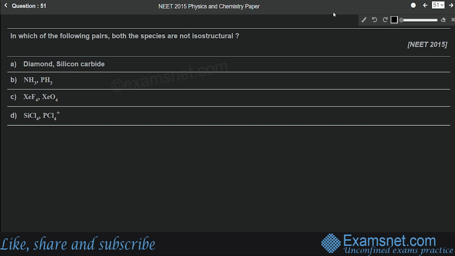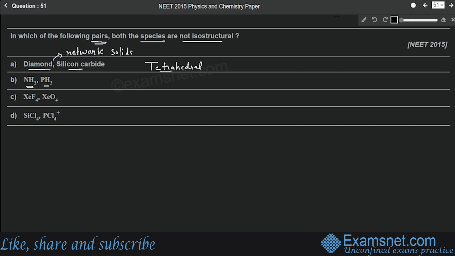Question number 51 is from the chapter Chemical Bonding and Molecular Structure, and the question is, in which of the following pairs both the species are not isostructural? So let's see the options. The first one is diamond and silicon carbide. Here we know that these two are network solids, isn't it? In these solids, the carbon has tetrahedral structure in both diamond as well as silicon carbide. So these are isostructural. Now in the second option we have ammonia, that is NH3 and PH3.